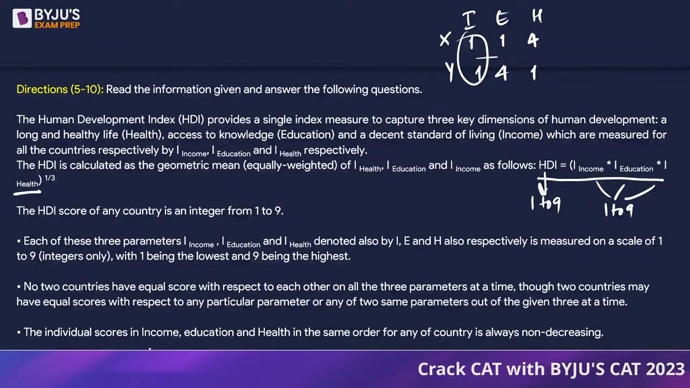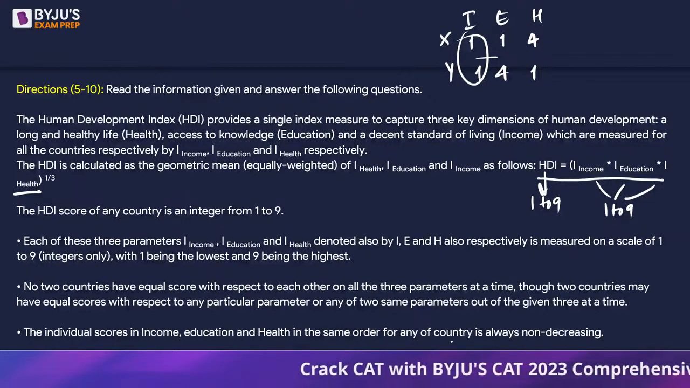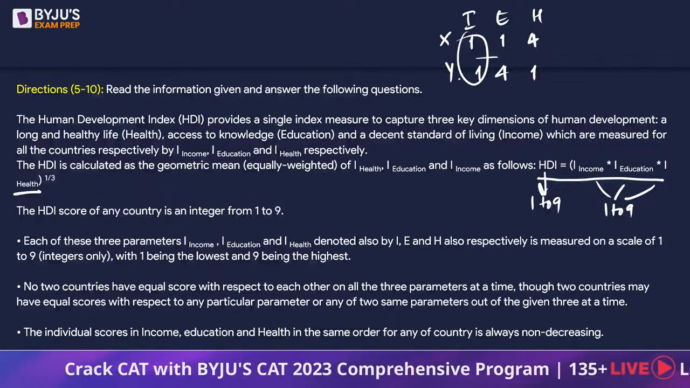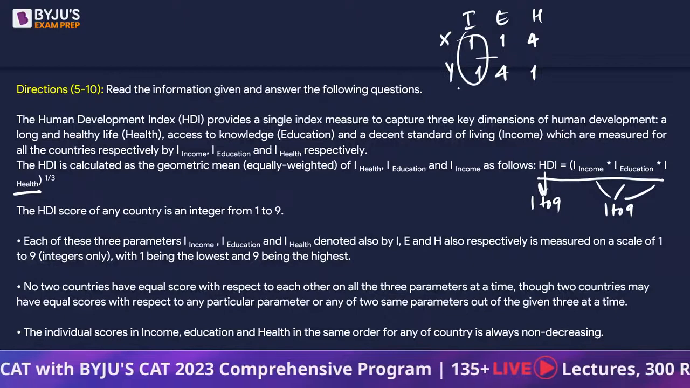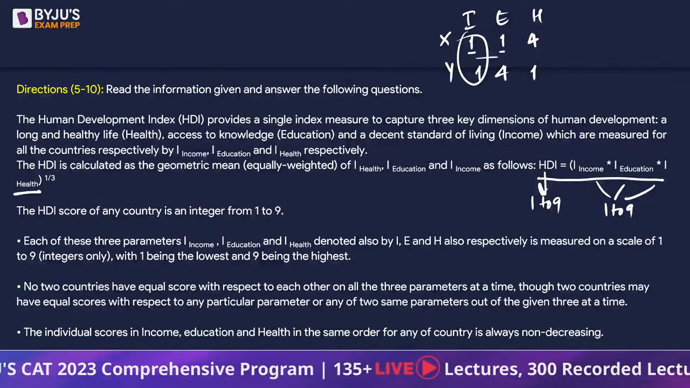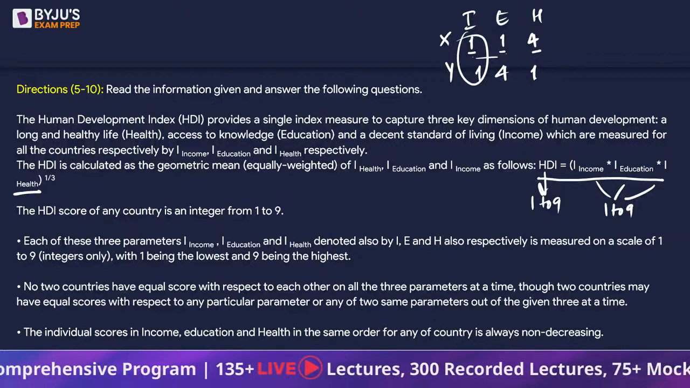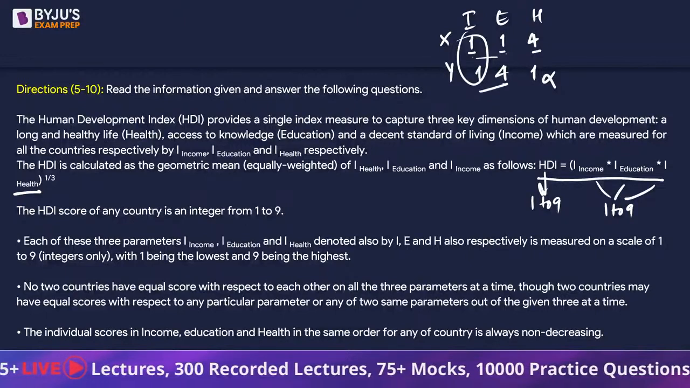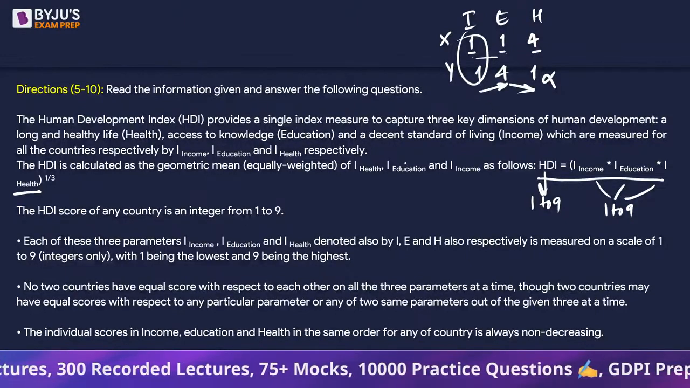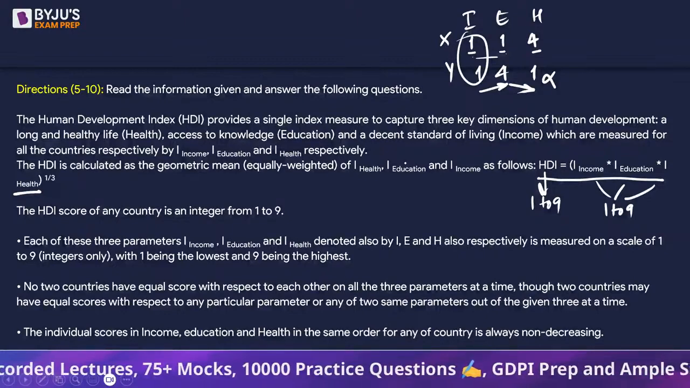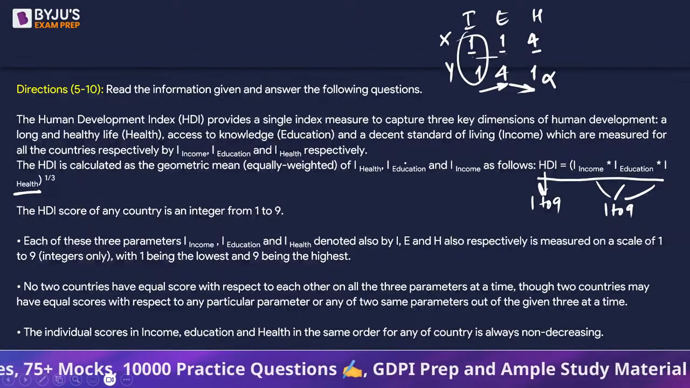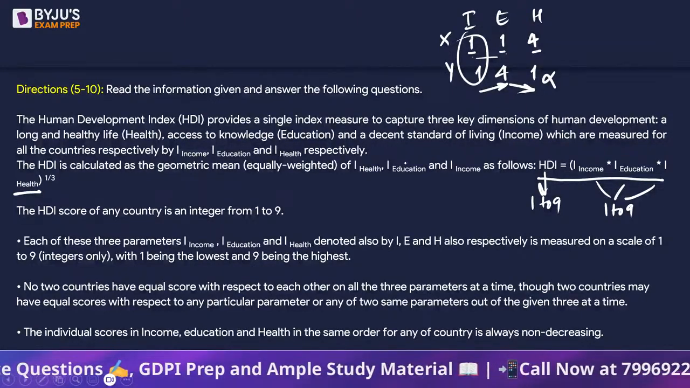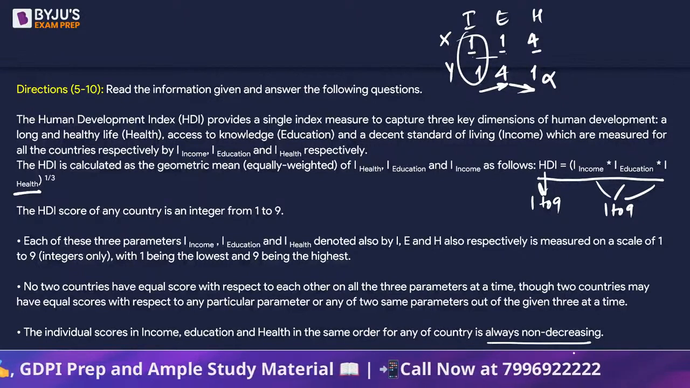Now, the individual scores in I, E and H in the same order for any country is always non-decreasing. Non-decreasing doesn't mean increasing. मतलब वो कम नहीं होना चाहिए, बराबर और बढ़ना चाहिए. So if I look at X, this is non-decreasing and then it's increasing, which is same as non-decreasing wala part. But I can't have 1 4 1 because this was non-decreasing, then again it decreased. So बोले तो IEH को जब लिखेंगे from left to right, तो right hand side value can never be smaller than the left hand side value. बराबर हो सकता है, but it can't be smaller. That's what we mean by always non-decreasing here.